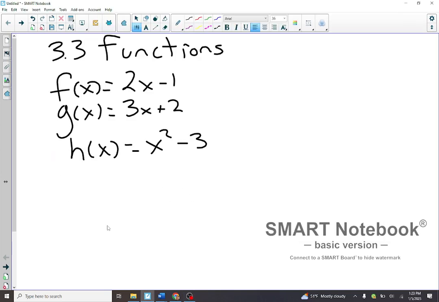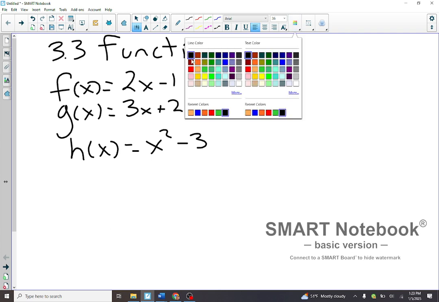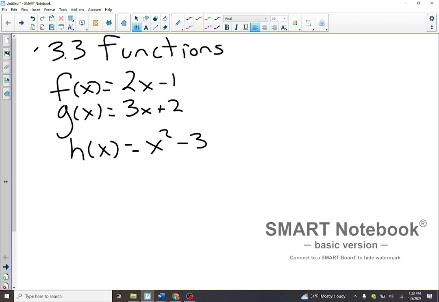This is the functions. On the test, I'm going to give you a list of functions, F, G, H, maybe J. But you get that list of functions. You can write it down for now. We're going to do some operations with functions. So please write this down.